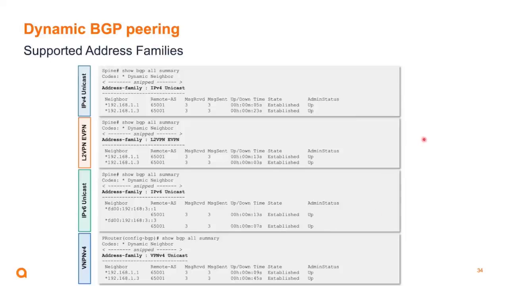As we already said, dynamic BGP peering is supported for all the address families that we support today on AOS-CX. So it includes IPv4 unicast, IPv6 unicast, L2VPN EVPN, and VPNv4.